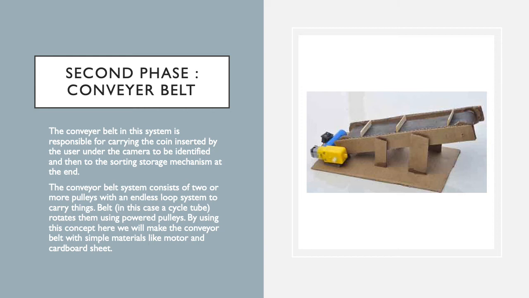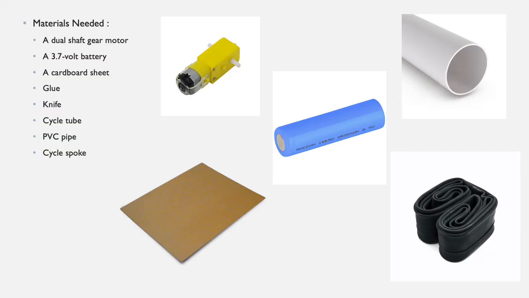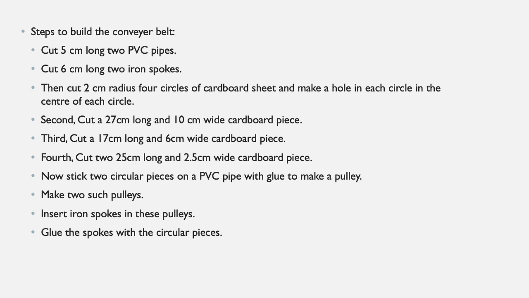By using this concept, I have made the conveyor belt with simple material like the motor and the cardboard sheet. So these are the materials that you will be requiring: dual shaft gear motor, a 3.7 volt battery, a cardboard sheet, a glue, a knife, cycle tube, PVC pipe, and a cycle spoke. These are the steps that you have to follow to make the conveyor belt, and these steps are pretty easy. Once you read through the steps, you'll be easily able to make the conveyor belt.